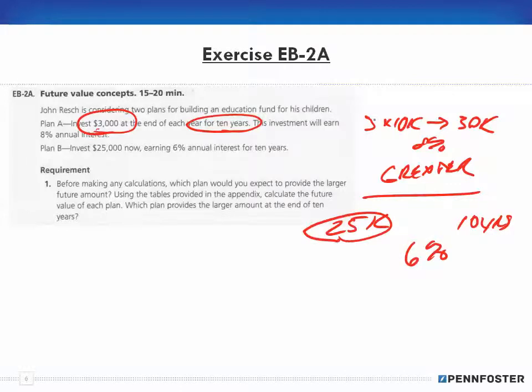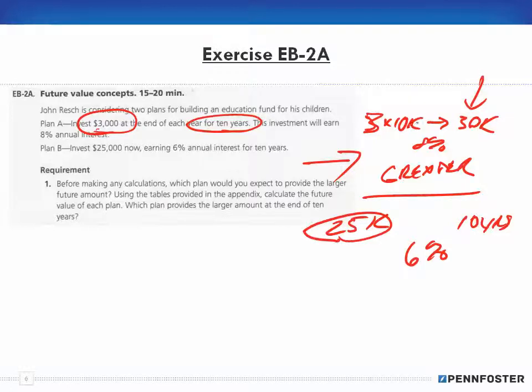Okay, so on the surface, if you look at it without really doing the math, it looks like this is going to be the better choice. Because why? I'm going to end up investing $30,000, and I'm investing at 8%, right? But the catch here is that you're not investing the full $30,000 at 8%. You're investing $3,000 at 8% each and every year. Only in the last year do you have $30,000 invested at 8%.